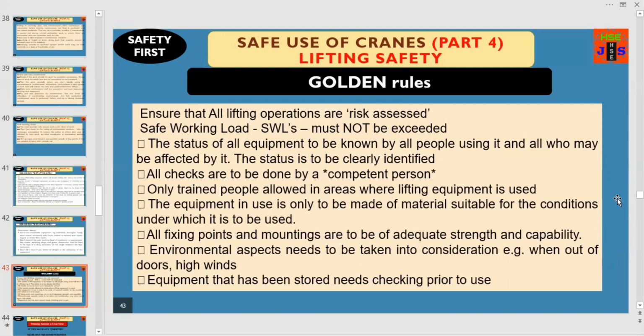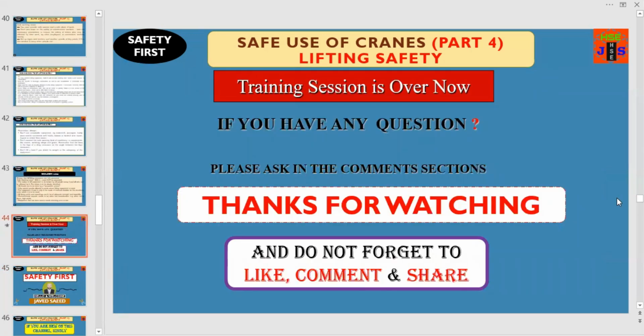The equipment in use is only to be made of material suitable for the conditions under which it is to be used. All fixing points and mountings are to be of adequate strength and capability. Environmental aspects need to be taken into consideration when you are out of doors. If there are high winds, what is the wind speed? And lastly, lifting equipment that has been parked or the lifting accessory that has been stored needs proper inspection prior to use. And that's all for now.